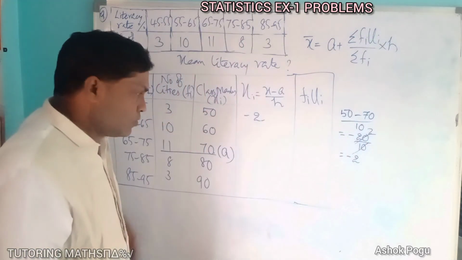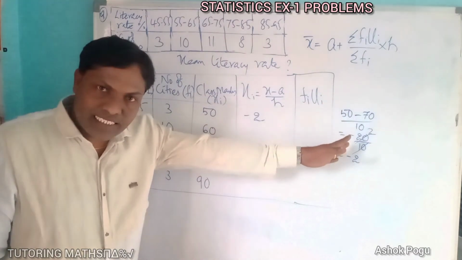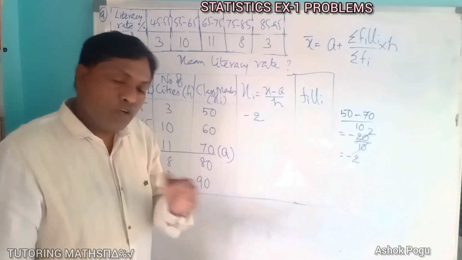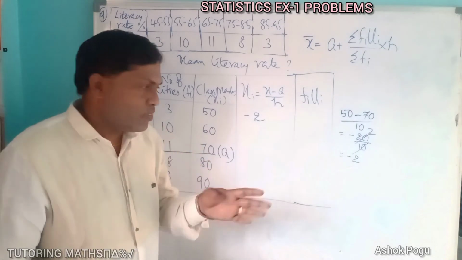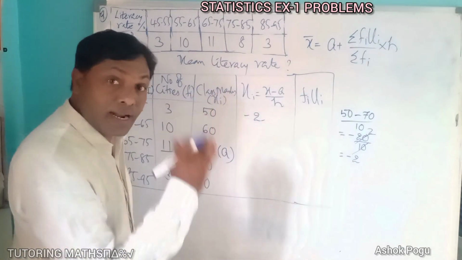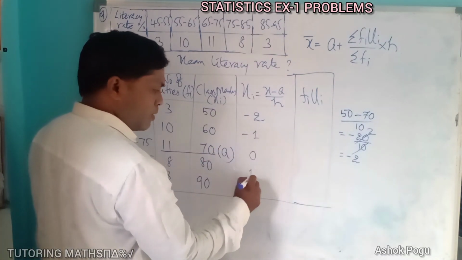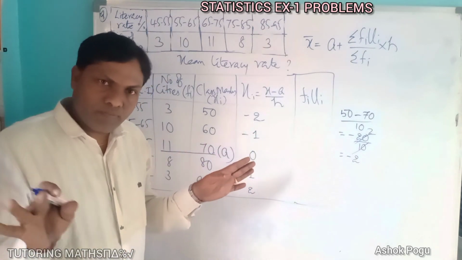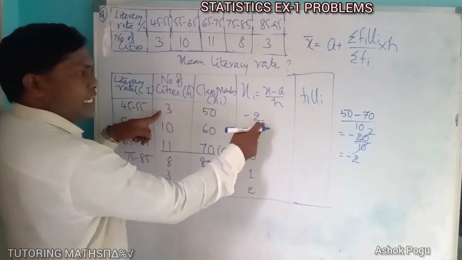This is minus 2. Then for the remaining values, no need to calculate like this. Because there is a sequence, let us save our time by following it. The sequence always follows the number line: minus 2, minus 1, 0, plus 1 and plus 2. That's it, no need for confusion.